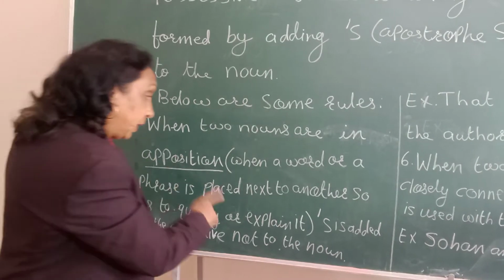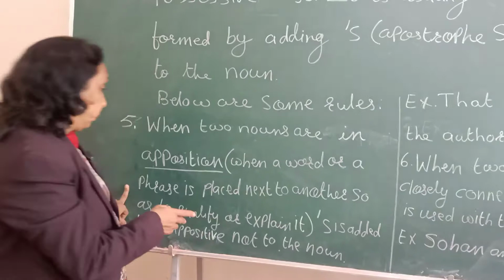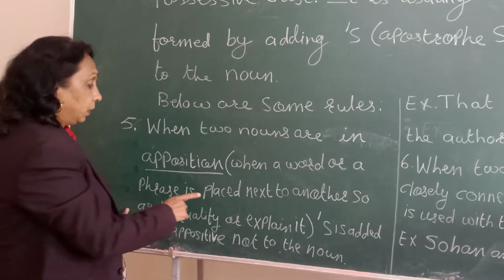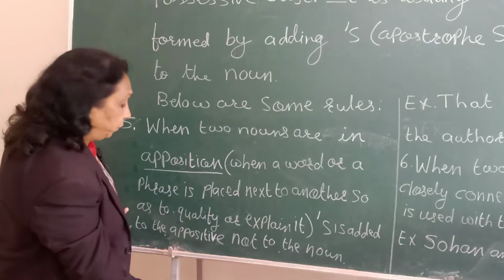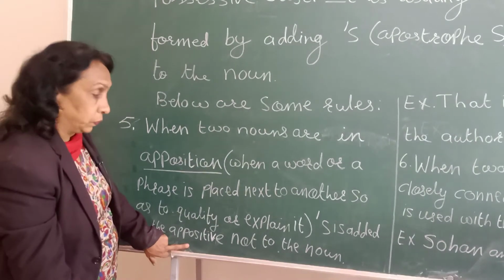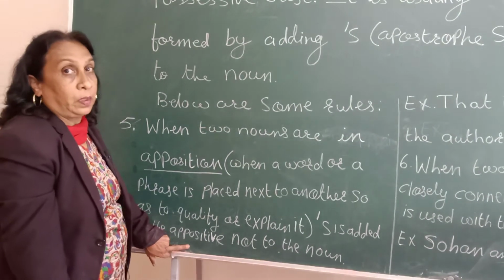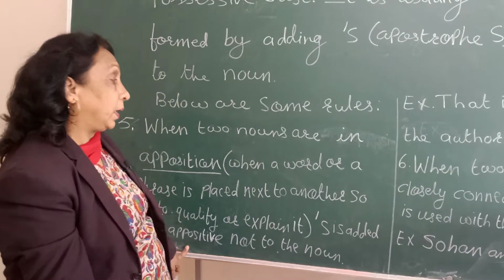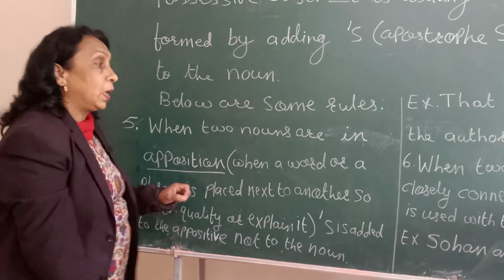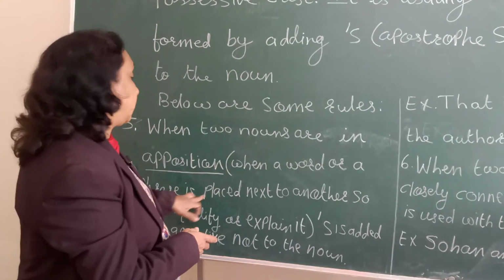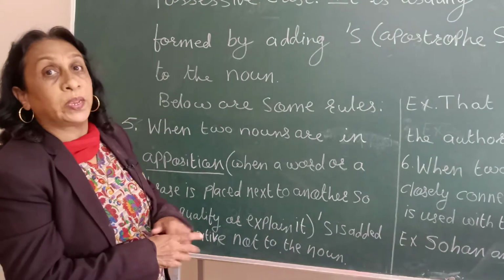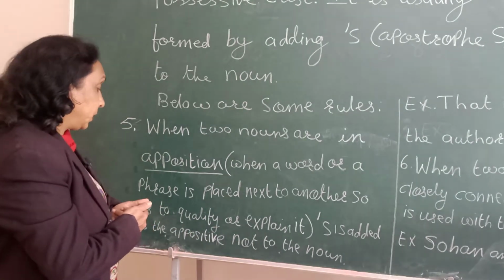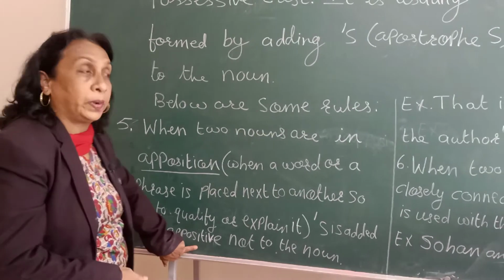So when it is placed next to another so as to qualify and explain it, apostrophe s is added to the appositive, not to the noun. Now in a sentence, what does appositive mean? Again I'll explain it to you. Appositive means when a word or a phrase is placed next to another so as to qualify the noun, then apostrophe s is added to the appositive word but not to the noun.